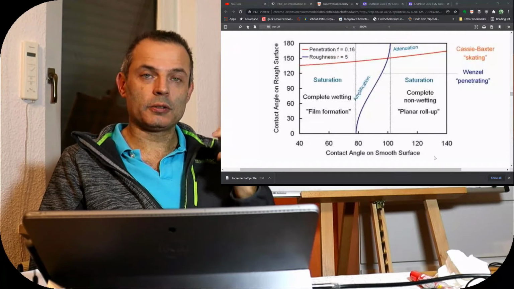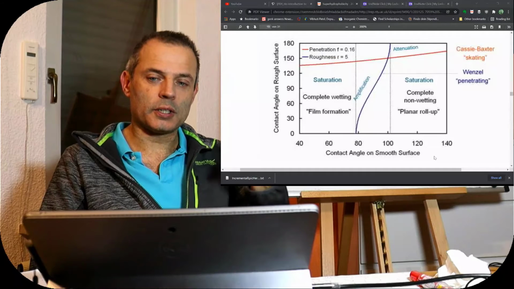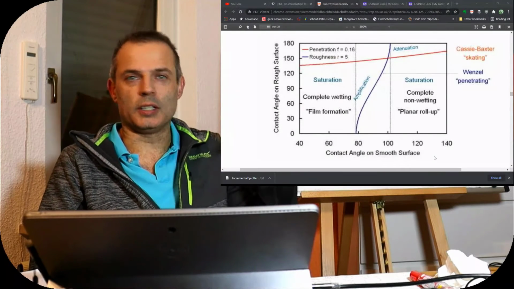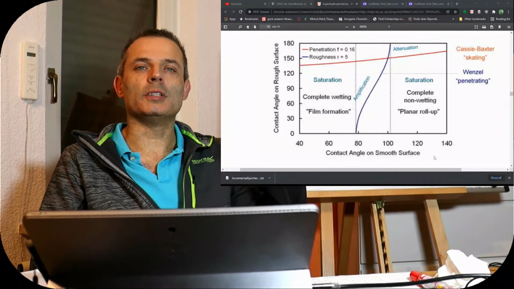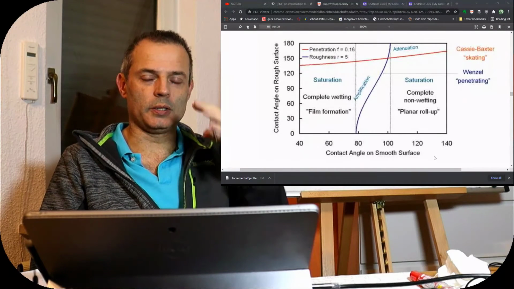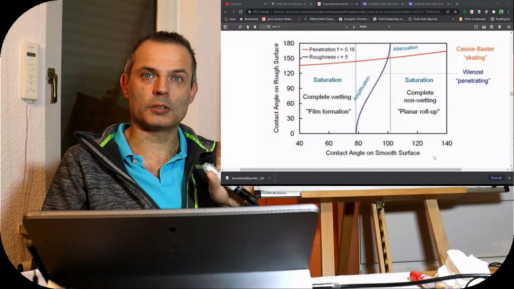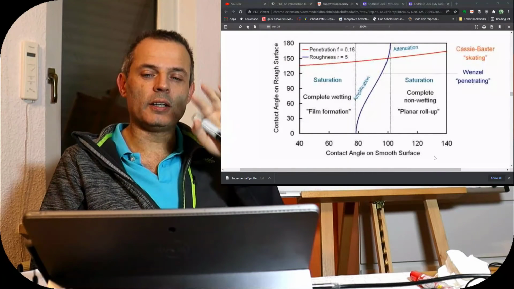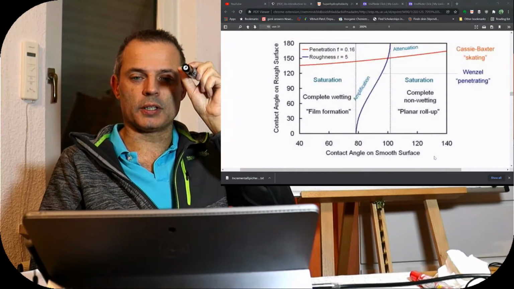The Cassie-Baxter equation, where it's skating across, where it's suspended on higher contact angles, higher than 90 degrees, is really easy to imagine, that it's just repelling it more and more. But if we consider that it could be suspended on a hydrophilic surface as well, we might have to do some tricks to make it do that, then if it is, we can consider it to be this red curve here.